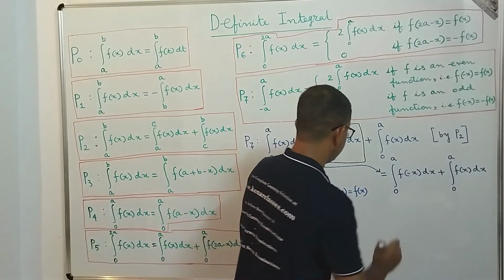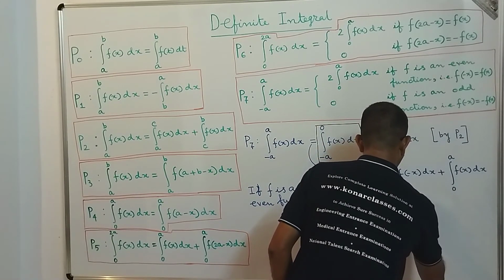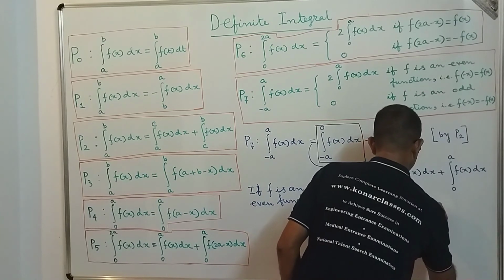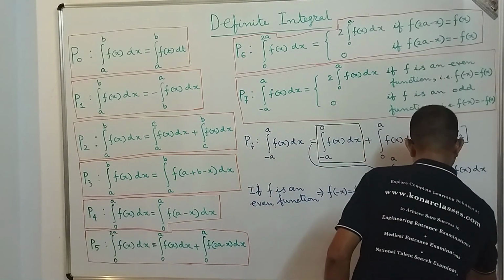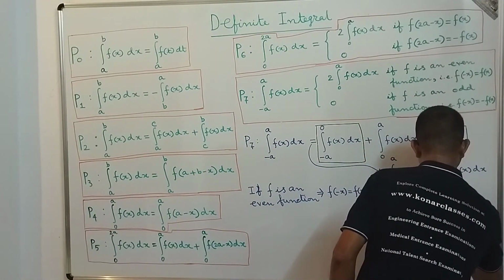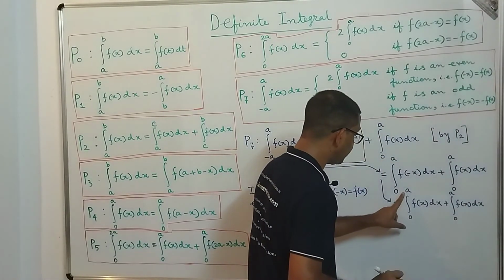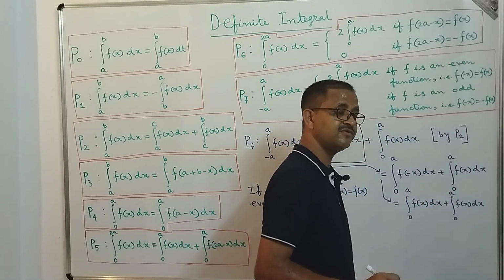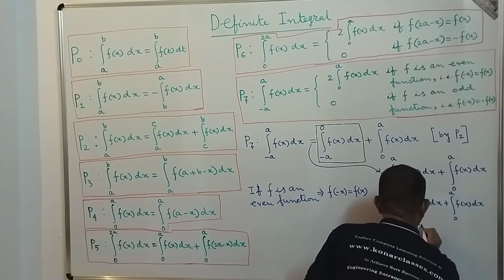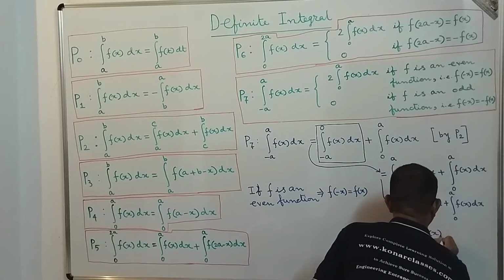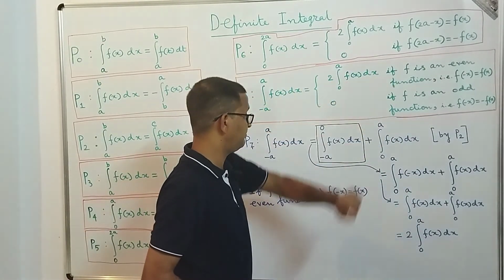Then what will it become? In this case this will become integration 0 to a fx dx, because we know f of minus x equal to fx, plus integration 0 to a fx dx. So integration 0 to a fx dx plus integration 0 to a fx dx is equal to 2 times integration 0 to a fx dx. So we are able to prove the first branch when f is an even function.